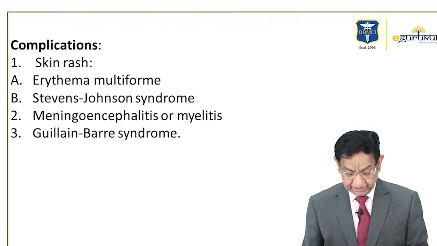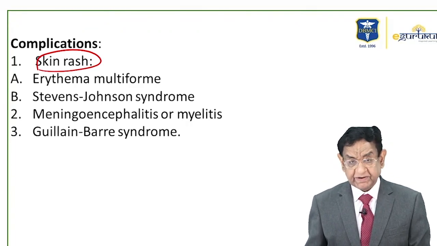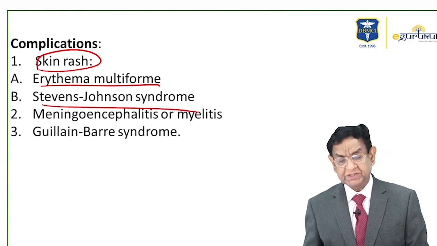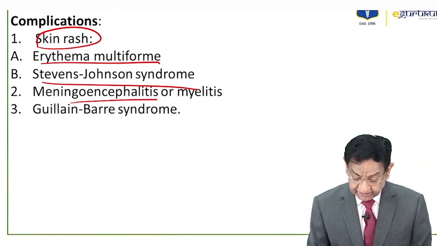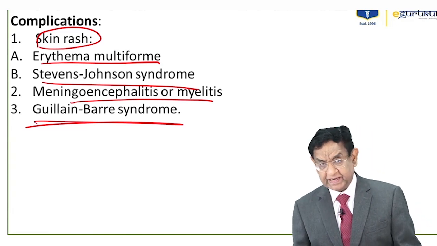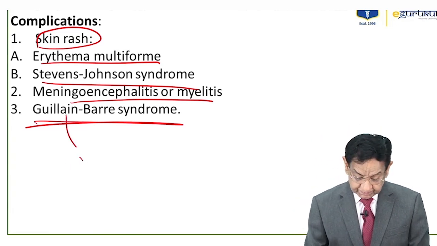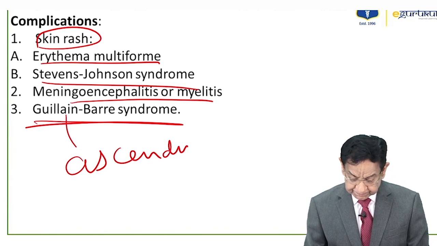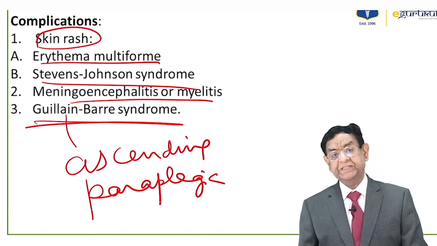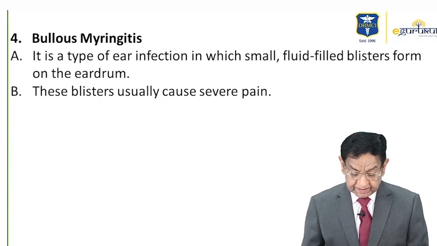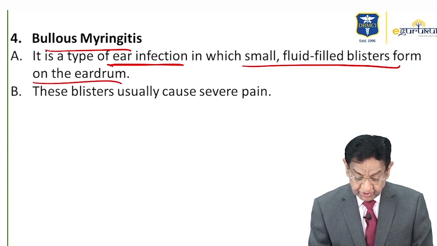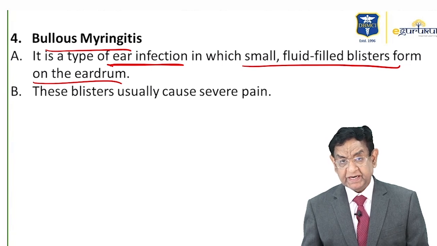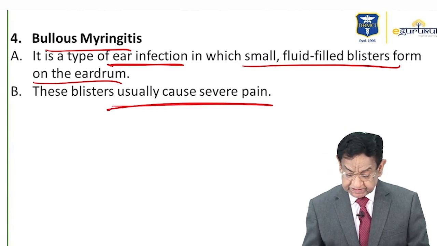But what is more important is complications. Skin rash can happen, and skin rash can be erythema multiforme, Stevens-Johnson syndrome. Okay, I'll show you pictures also. Meningoencephalitis, Guillain-Barré syndrome, where the patient has ascending type of paraplegia, can occur in these patients. Bullous myringitis is an ear infection in which small fluid-filled blisters form on the eardrums. So in the eardrum there are some blisters, and this causes severe pain.